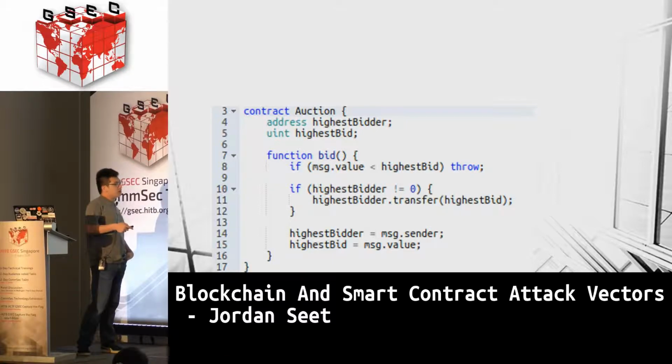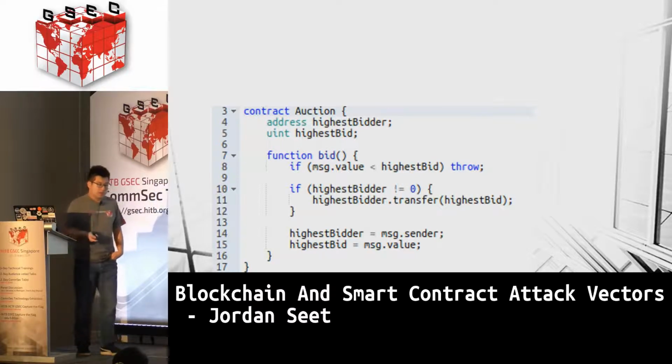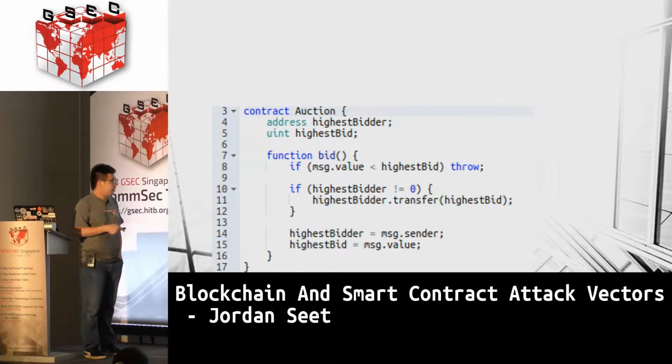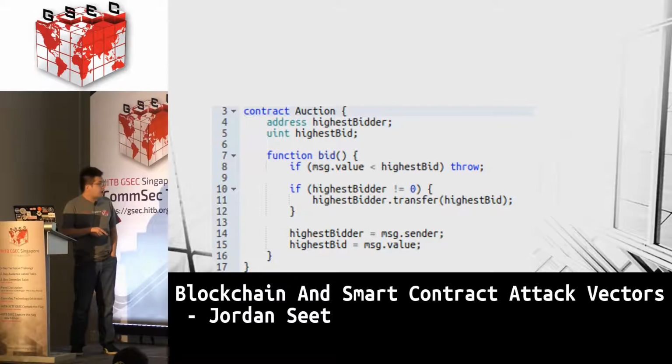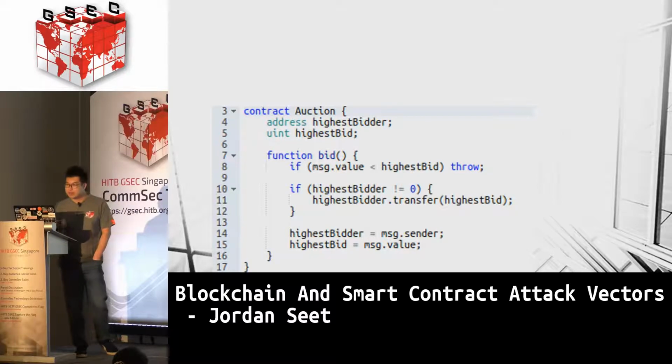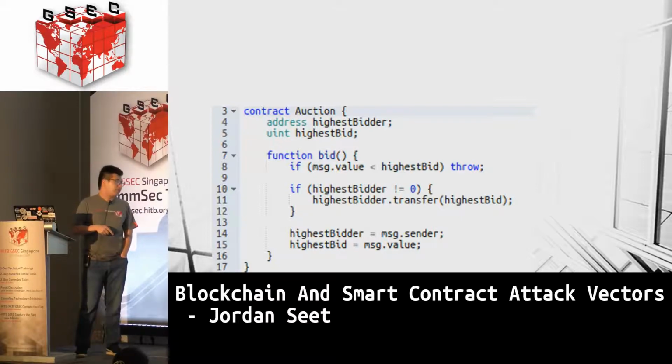So the person calling this will make a bid. Message.value is the amount of money that is attached to this function call. If the message value, that is the amount that I'm bidding, is less than the highest bid, I throw an exception. If the highest bid is not equal to 0, then I transfer. So if I have a new highest bid, I will transfer the money over to the previous highest bidder. And then I save the new highest bidder's address and value.